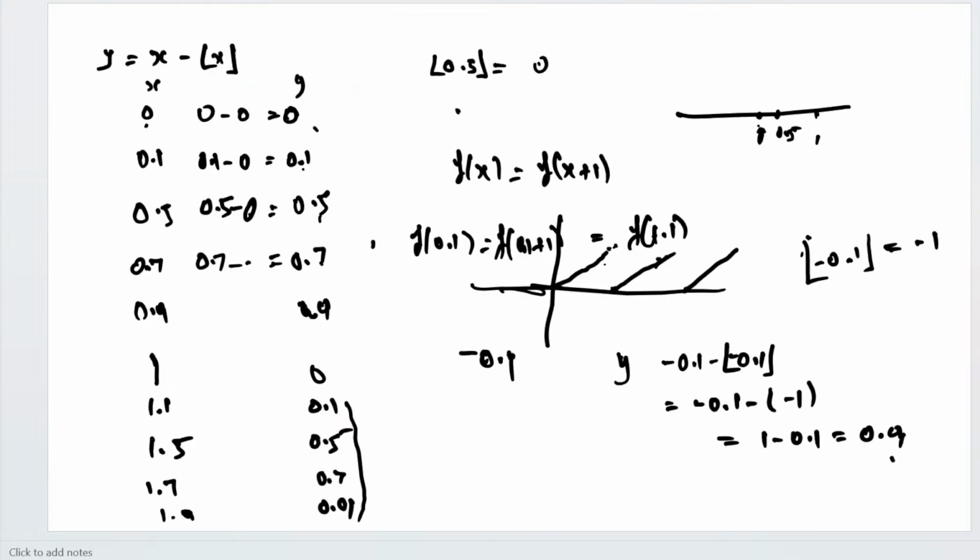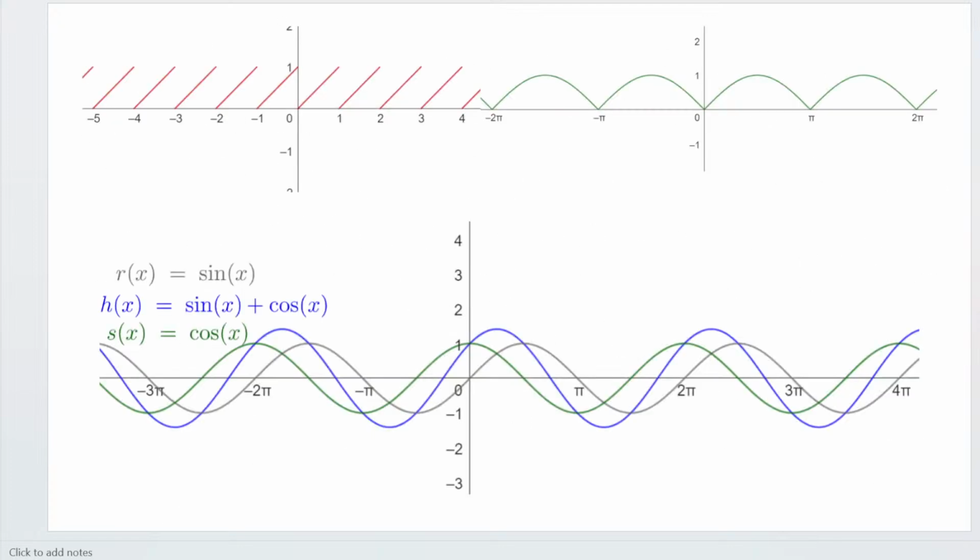I will show you the graph also. What is sin x? This one. It is finishing in 2 pi units. Cos x, the green one, is also finishing in 2 pi units. Obviously, the sum also, because this point plus this point is this point: 0 plus 1 is 1. Here also, when you reach 2 pi, again 0 plus 1 is 1.